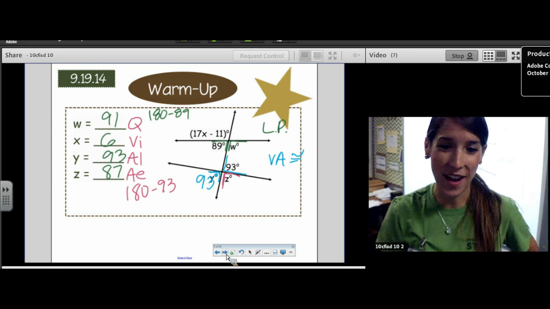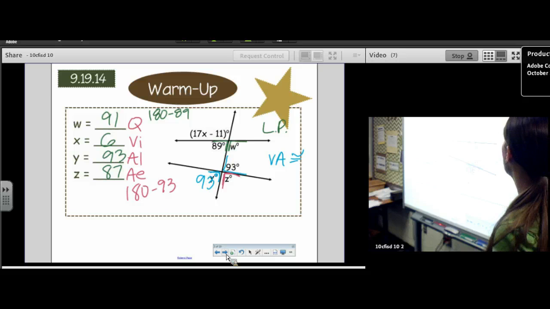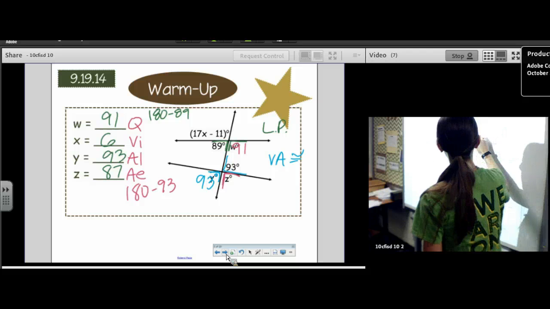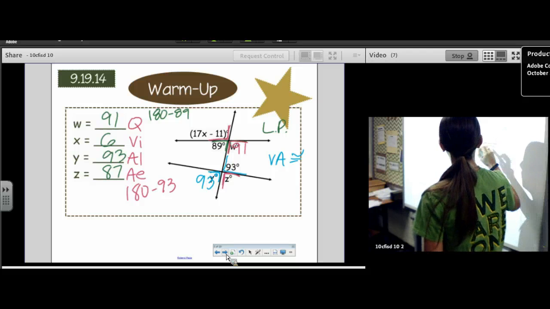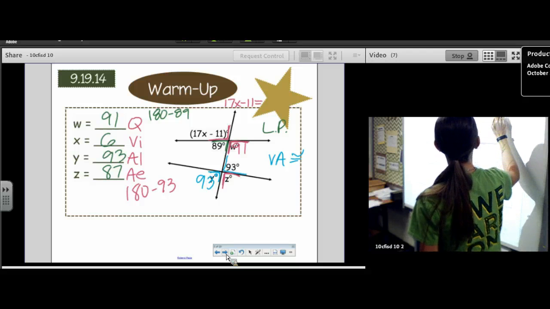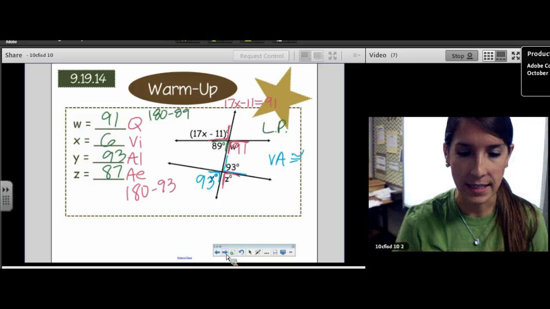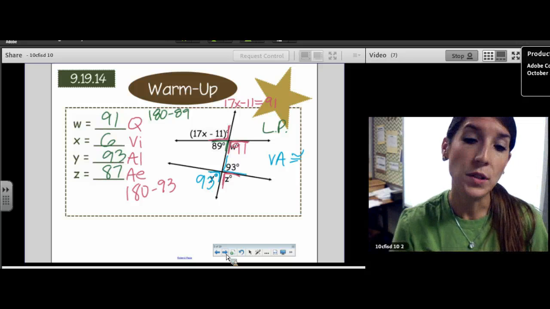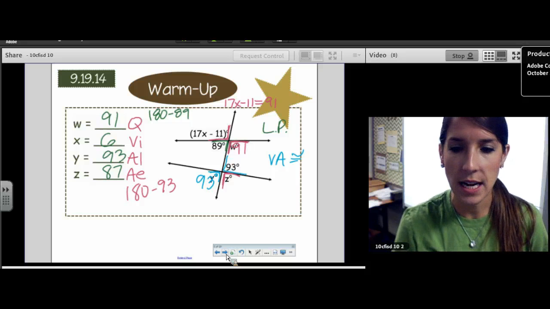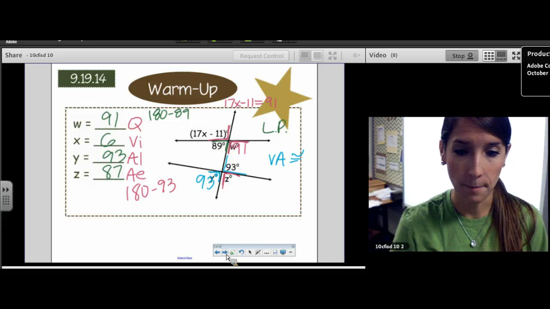So the toughest one to find was actually X. By no means was it very tough. We know that W was 91, right? And these are vertical angles. So you could have said 17x minus 11 equals 91. And then add 11 and divide by 17. If you didn't get W first, then you would have said 17x minus 11 plus 89 equals 180, right?